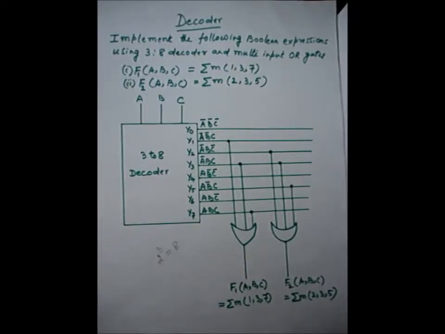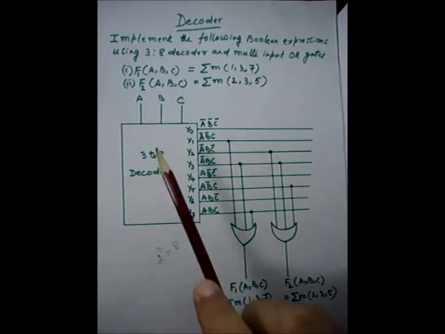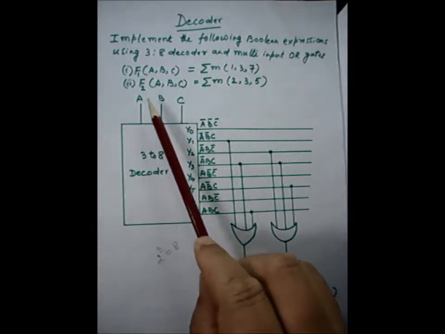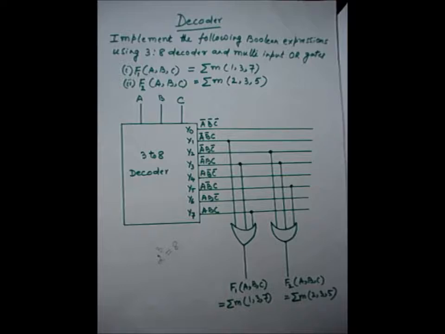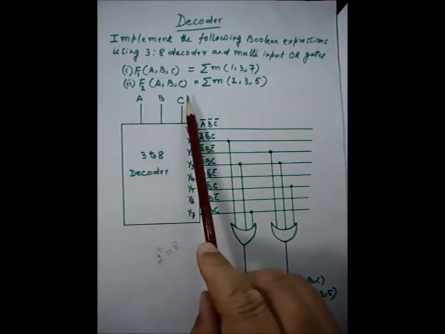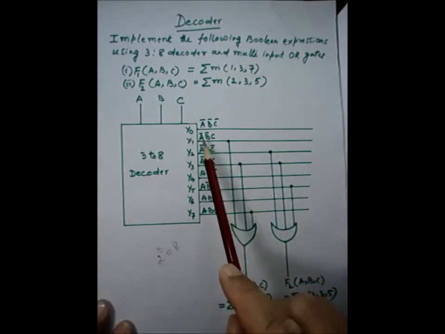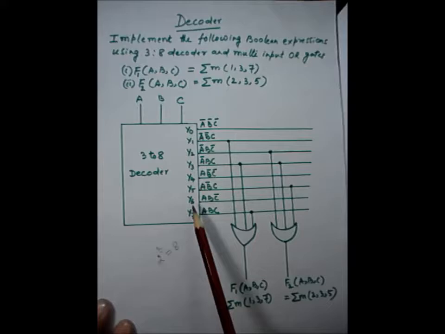And then, out of 8 outputs, one of the outputs will be high and the remaining outputs will be 0. And which one will be the high output? It depends upon what input values we assign to A, B, C. Let us take an example. If A equal to 0, B equal to 0, C equal to 0, then Y0 will become high and the remaining Y1 to Y7 will be 0.